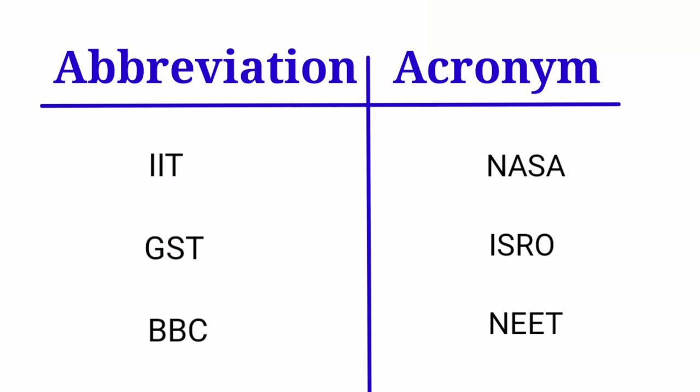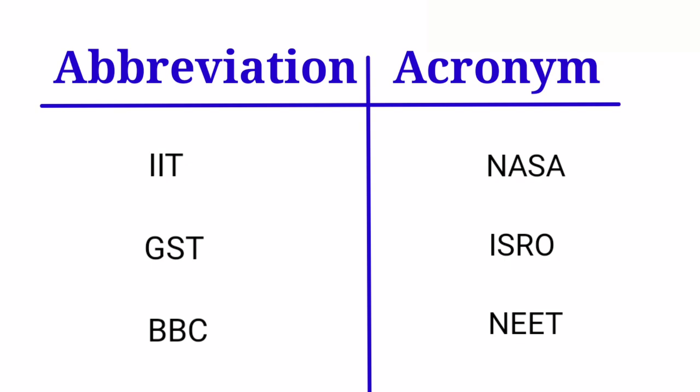Now let us see the expansions of all these three acronyms. The first one, NASA, National Aeronautics and Space Administration, and the second one is ISRO, Indian Space Research Organization, and the last one is NEET, National Eligibility Cum Entrance Test. So these are the examples for acronym.